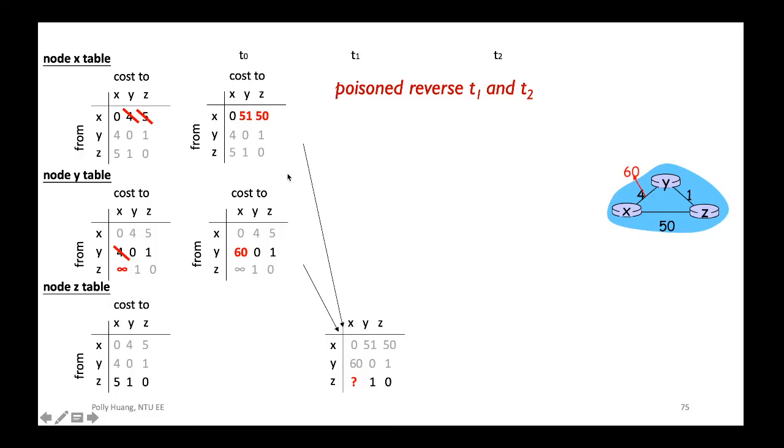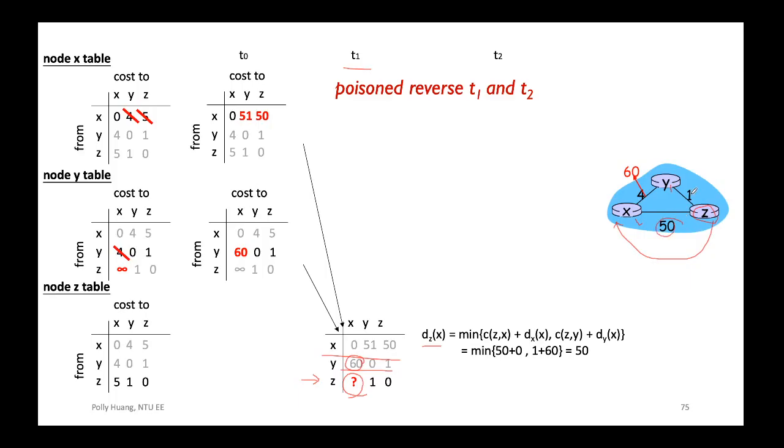And then at the next point in time, t1, Z here is going to receive the distance vector from X and Y, and this time dyx is 60. That's going to change the result of dzx, this entry here. So let's see, dzx. From Z to X through two neighbors, the link costs being 50 and 1.